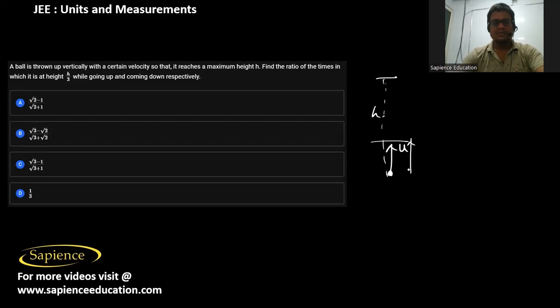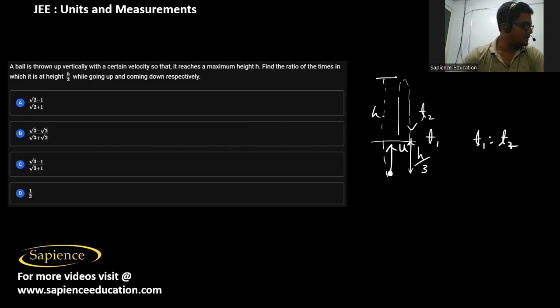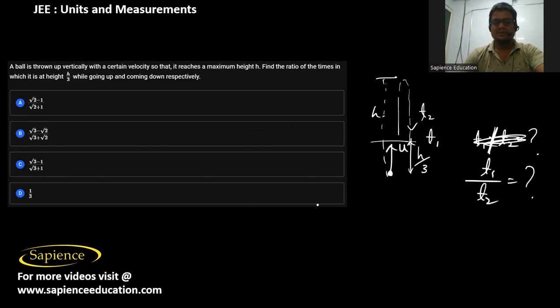So while going up, it will reach a height h by 3, let's say at time t1, and while returning back also, it will reach a height h by 3 at time t2, suppose. Then we have to find the ratio of the times, t1 by t2, the value of that we have to find.